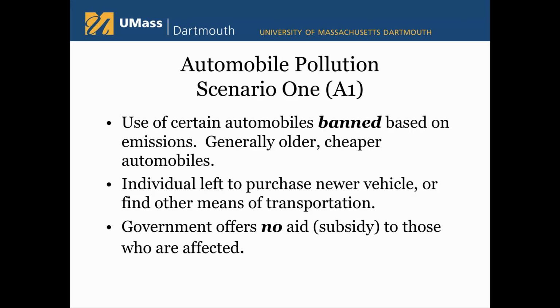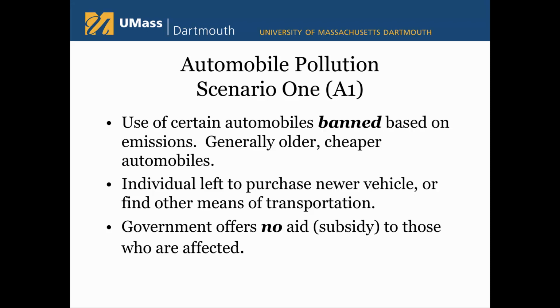But so you imagine automobile pollution. There are going to be three different control options. This is option A, the first option, on how to really start controlling the amount of emissions coming out of automobiles in a given state. Just imagine this is a state proposed policy. Use of certain automobiles is banned based on emissions, generally older, cheaper automobiles. So this is banning legislation.